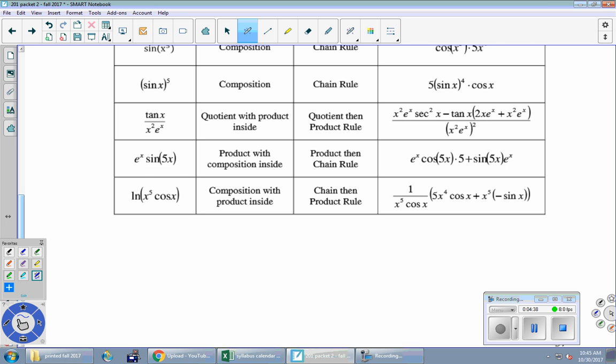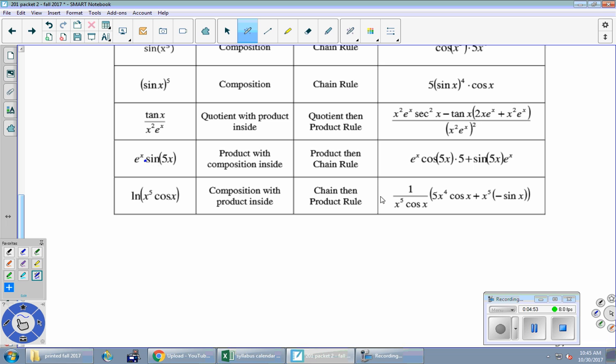What about this guy right here? I see sine of stuff. Is that the first rule that we apply here? No, what's the first rule for that one? That is a product rule. That is e to the x times sine of 5x. So the product rule will guide us.